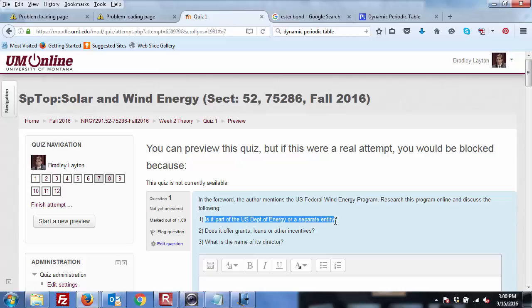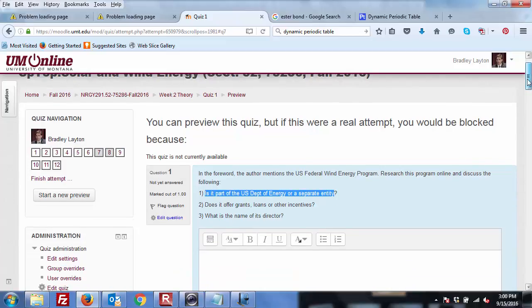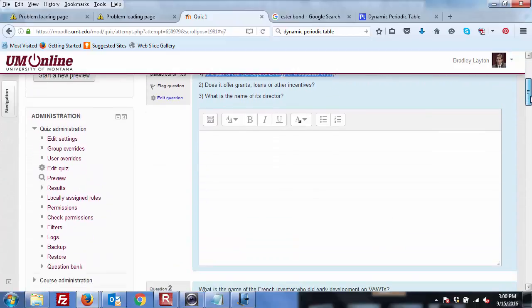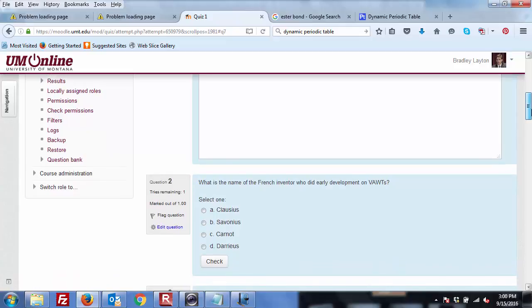And then see if you can find the name of the director as well. Don't kill yourself. If you can't find it, just say, hey, it doesn't exist anymore, but I did my research, or it was disbanded. It's just encouraging you to go out and research what resources are already out there for wind.